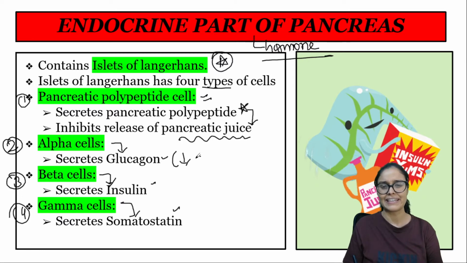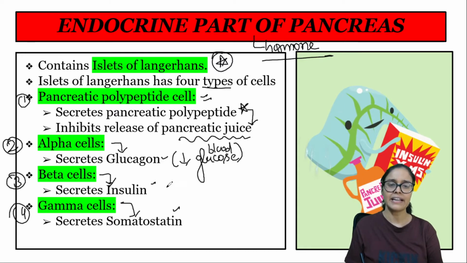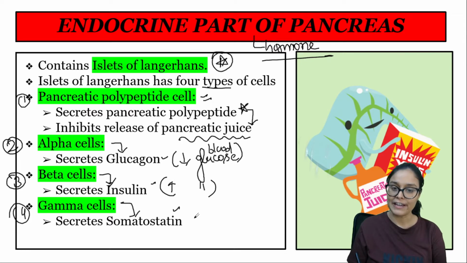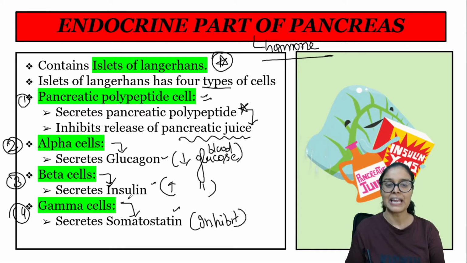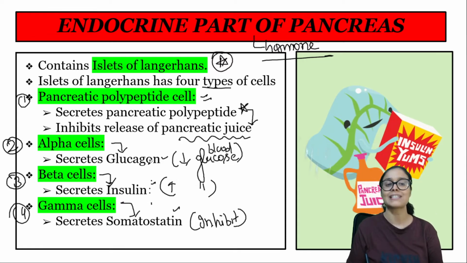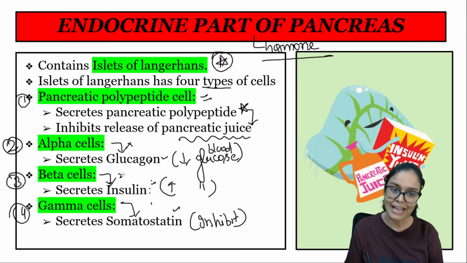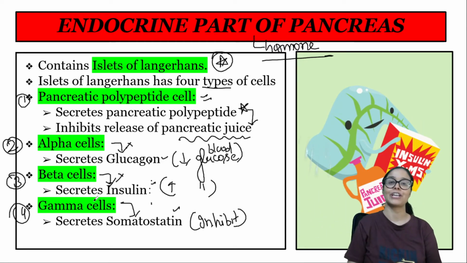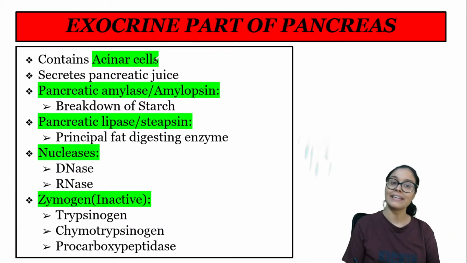So we know insulin decreases glucose level in blood. And glucagon works opposite. It increases blood glucose level. Whereas somatostatin is an inhibitory hormone, and it inhibits the function of these two cells. Means it will inhibit the secretion of glucagon as well as insulin, and that we will be seeing in the chemical coordination part.